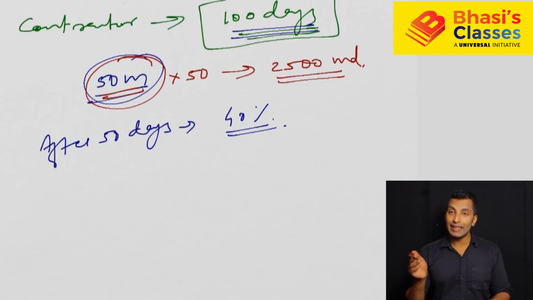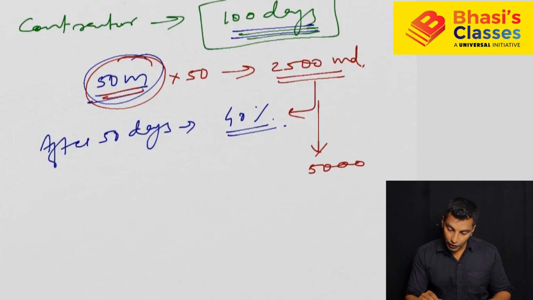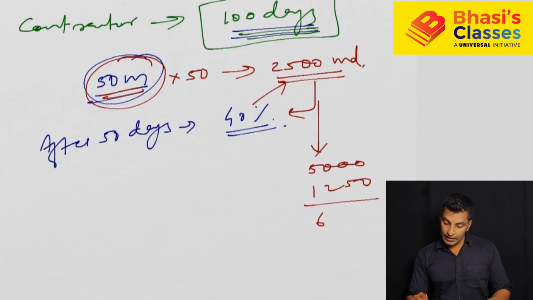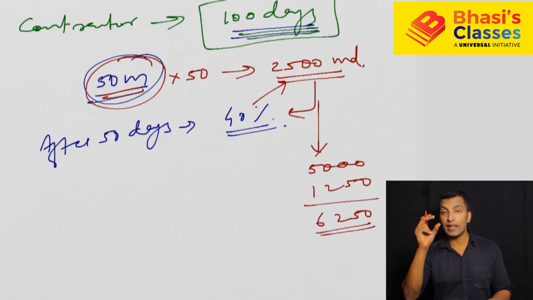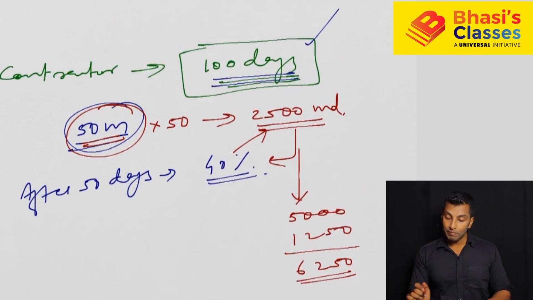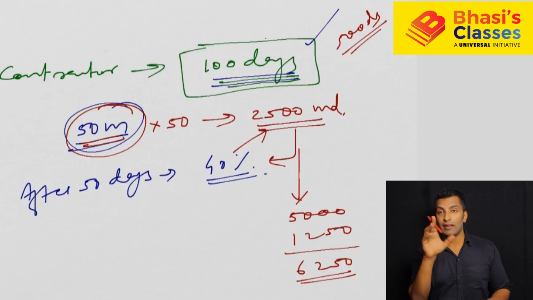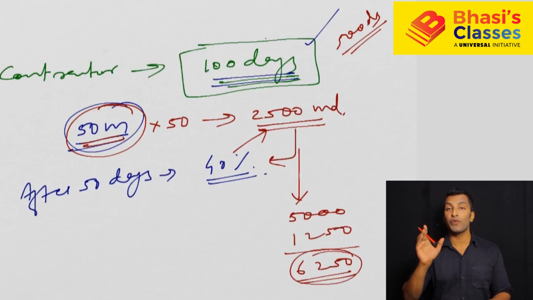So 2500 man days is over in 50 days, and you got the information that this is just 40% of the work. So how many man days are required to complete the work? 80% is twice of it, that is 5000. So 2500 is 40%, and 20% means 1250. So 6250 is the actual number of man days to complete the work. But he employed 50 men thinking that 5000 man days would be enough, because 100 into 50 is 5000. But his assumption was not true. You need 6250 man days.